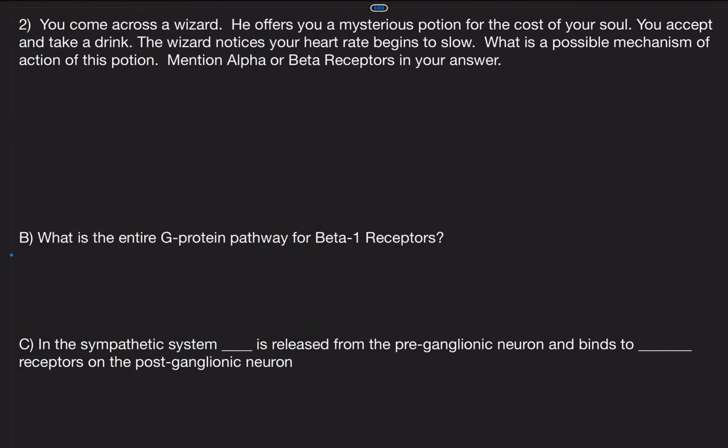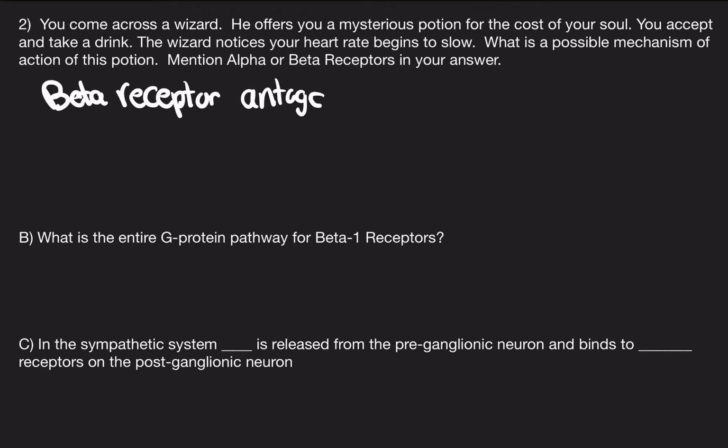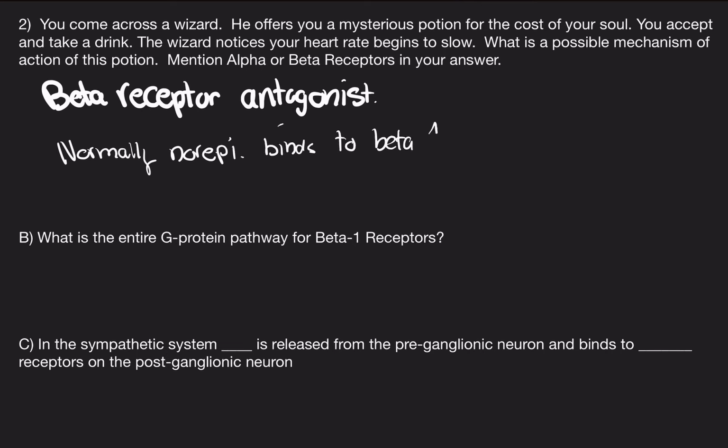So, what's going on? This is a beta receptor antagonist. Normally norepinephrine, I'm going to say norepi, binds to beta 1, increasing heart rate. If blocked, heart rate slows down.